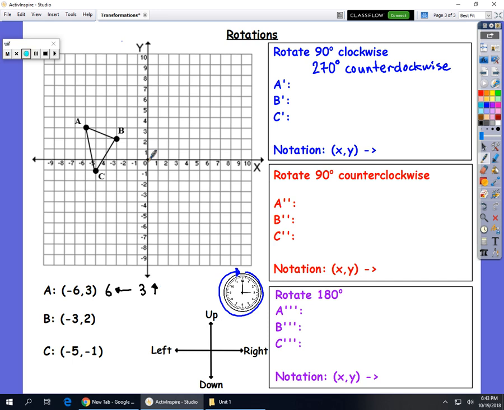For B, I would go 3 left, 2 up. And for C, 5 left and 1 down.